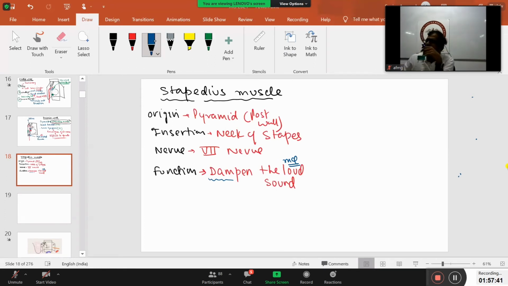What is the function of the middle ear and the ossicles? Amplification. What is the right word for that? Impedance matching. It is making the sound louder, increasing. And in the same middle ear there is a muscle, it is doing the opposite thing. It is decreasing, the dampening.